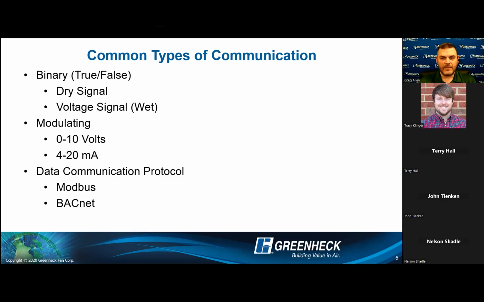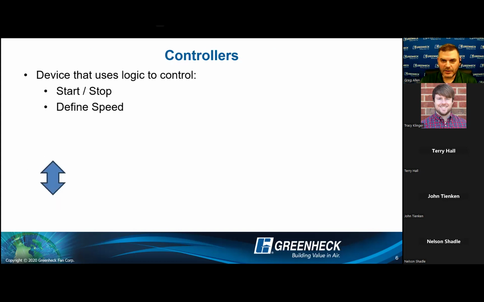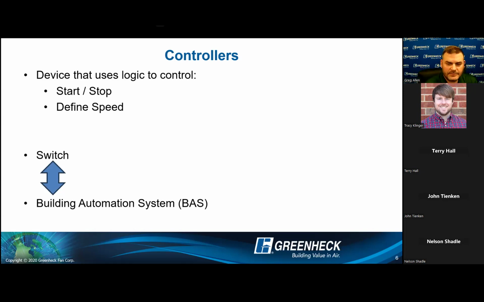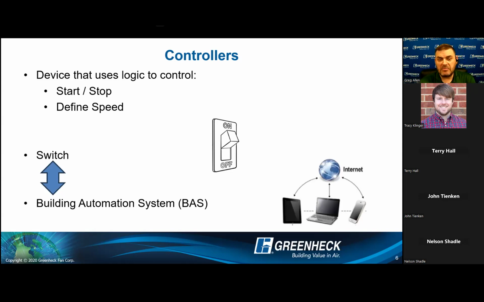So let's take this information into everything we do from here on out. I want your mind to come back to this screen. What signal are we using? Are we using the same one? So let's look at the controllers, or the senders, right? A controller typically uses logic to start and stop and maybe even define speed, right? But a controller could be anything from a light switch to a building automation system, right?